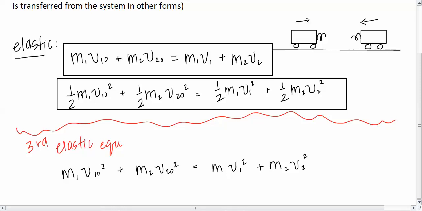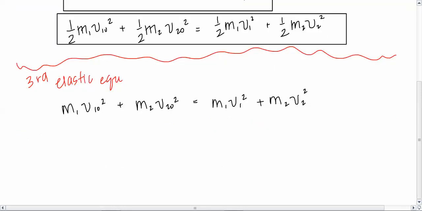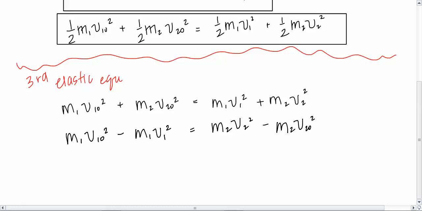So that's a pretty simple little step there. Now, I want to get my m1s together and my m2s together. So I'm going to have m1 v1 naught squared minus m1 v1 squared, and then I'll have m2 v2 squared minus m2 v2 naught squared. I can factor out m1 on the left side and m2 on the right side.